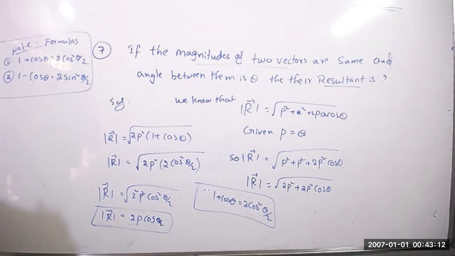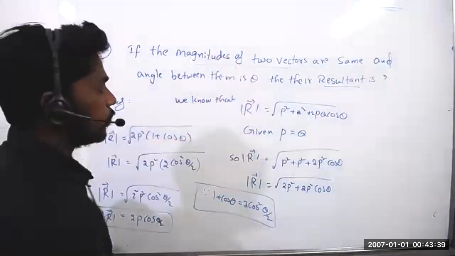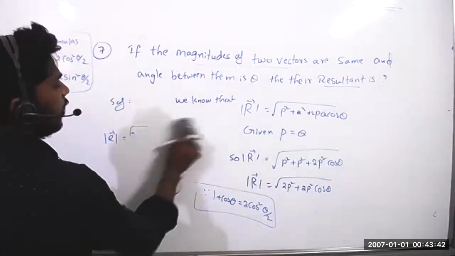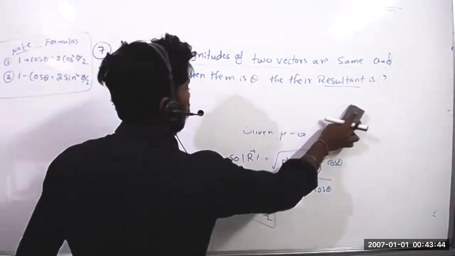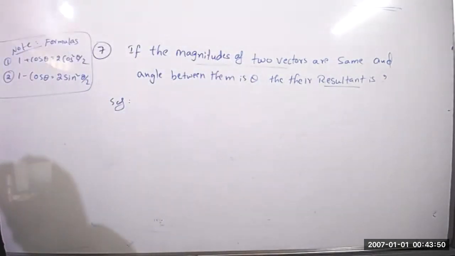Done, right? Any doubt? No, sir. So here, for magnitude, you should remember that formula. When they have given two vectors, if you want to find the magnitude, definitely you should use this formula. Now see, magnitude we got. Now direction we want, right? The direction we have to calculate.